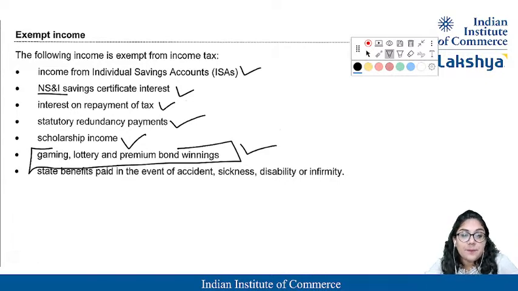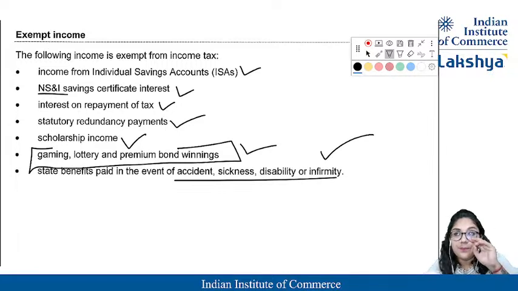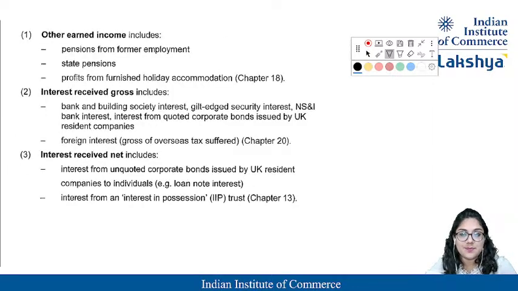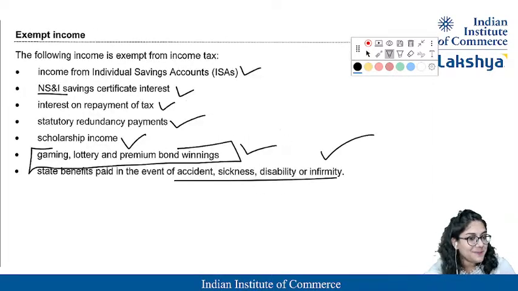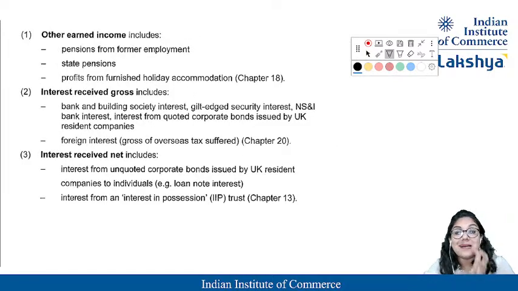State benefits paid in the case of an accident and so on. If there is an accident or some not so good thing happened, and you are getting any benefits, they will not charge any taxes on that. So that is exempt income. Let's move on to what is other income.